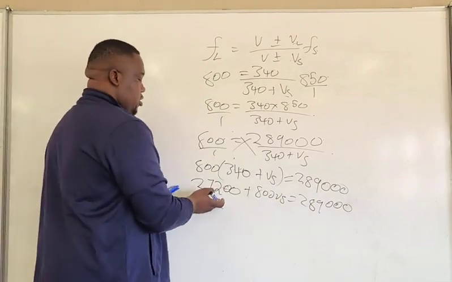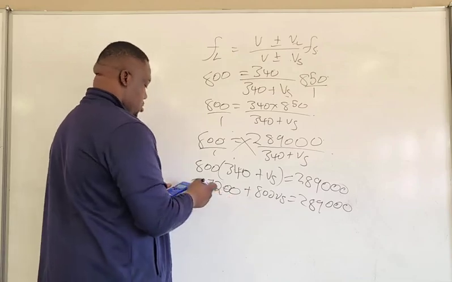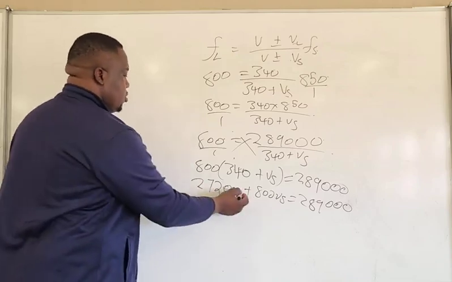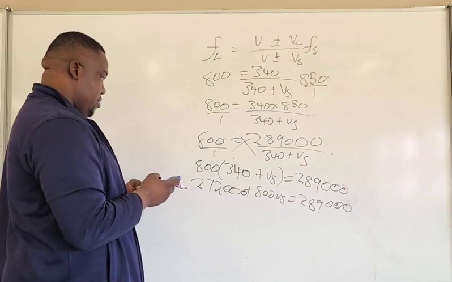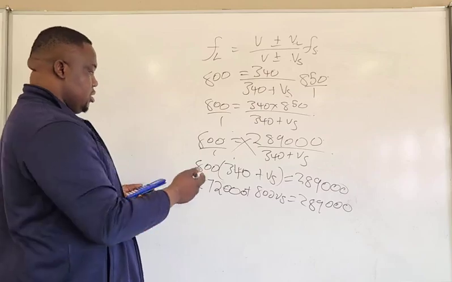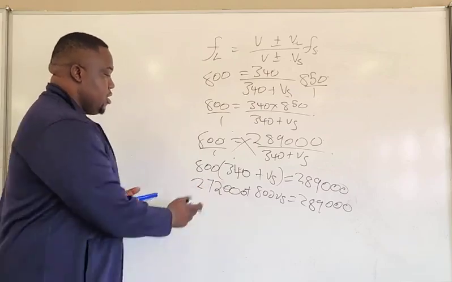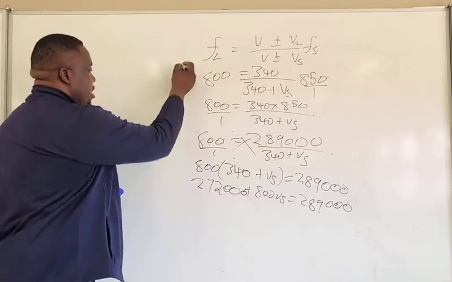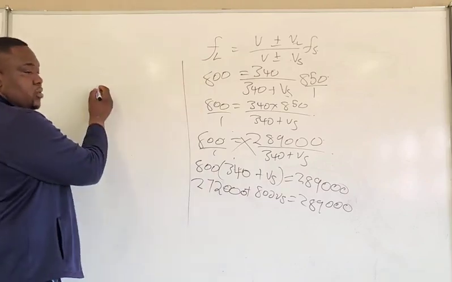Then we take this 272,000. Let me confirm. 800 multiplied by 340, that's 272,000, 3 zeros. Then we take it that side. We're going to have what?